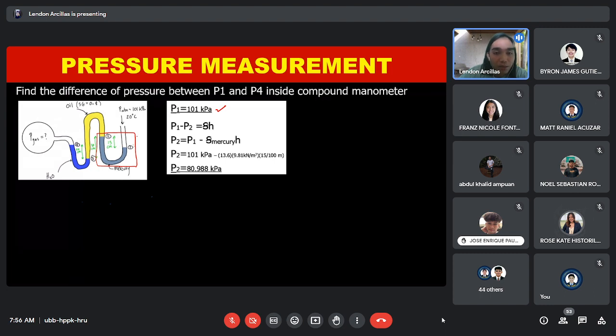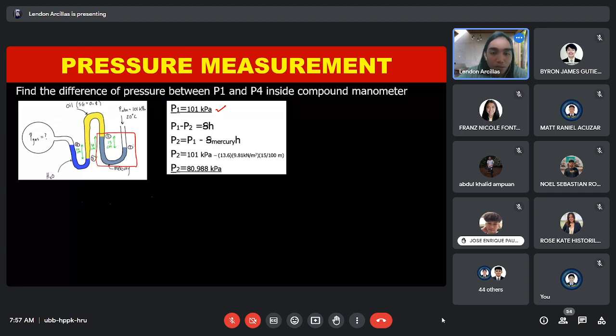So, P1 minus P2 equal to the specific weight of the liquid matter, which is mercury, times that pressure difference. So, ang pressure difference from point 1 to point 2 is 15 centimeters. So, in meters, dapat ang ating mga measurements or units na to ay consistent. Dahil yung specific weight natin is kilonewton per cubic meter, dapat yung 15 centimeter magiging meter.